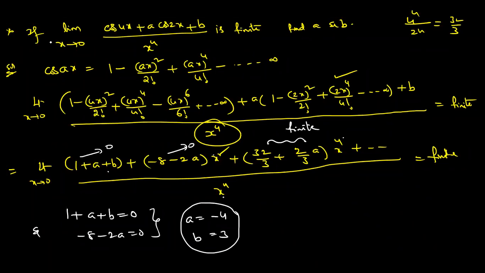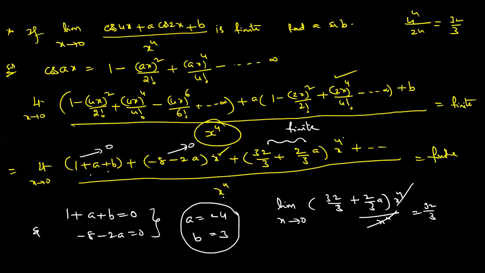Sometimes, after simplifying, they're asking what is the value of this limit. Now see, limit x tends to 0. This value is 0, 0. What is the remaining? 32 by 3 plus 2 by 3 into a, x power 4 by x power 4. Remaining cases cancel. Now, the question is only asking a and b, but in an expanding question, plus 2 by 3 into minus 4, how much? 32 minus 8 by 3, 24 by 3. That means the answer is coming 8. So this model is very important. Expansion series concept.